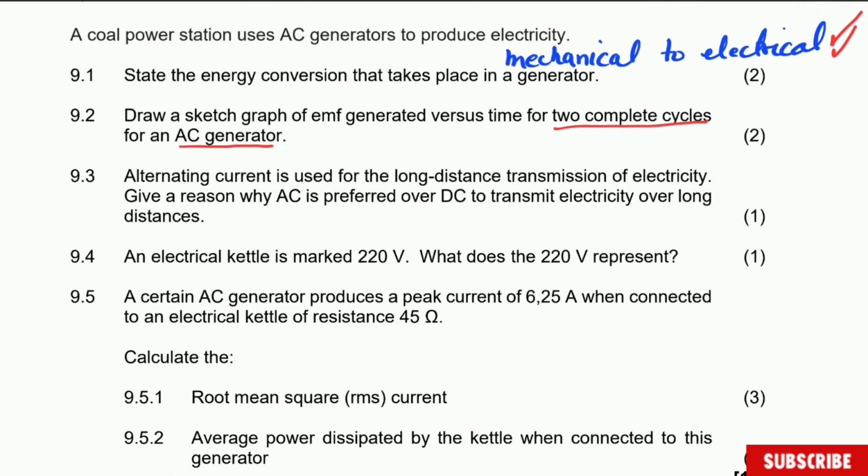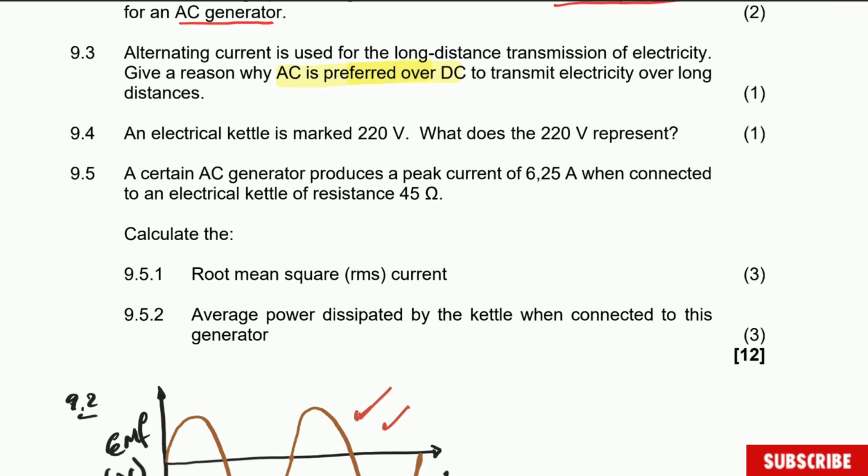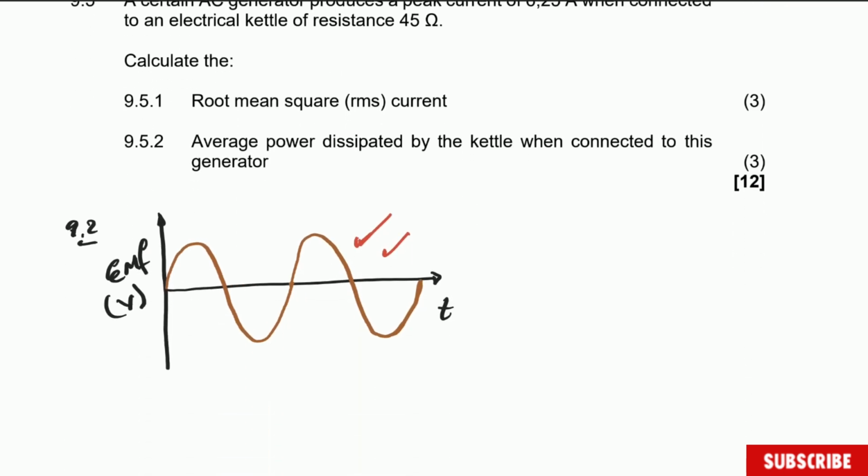Question 9.3. Alternating current is used for a long distance transmission of electricity. Give a reason why AC is preferred over DC to transmit electricity over long distance. Guys, there's a long list of why it is better AC than DC. I'm going to mention perhaps only one of them, but there is a big list of them. Maybe I'll post it there.